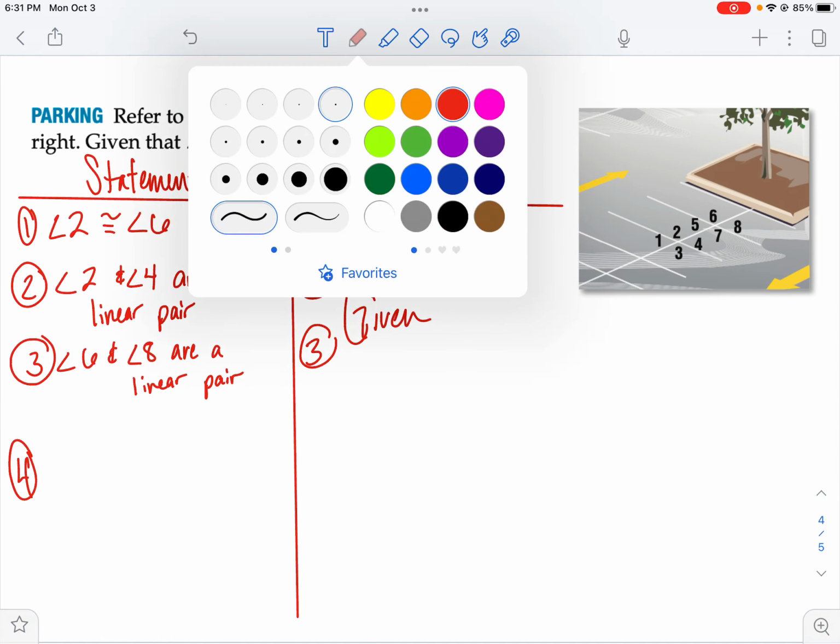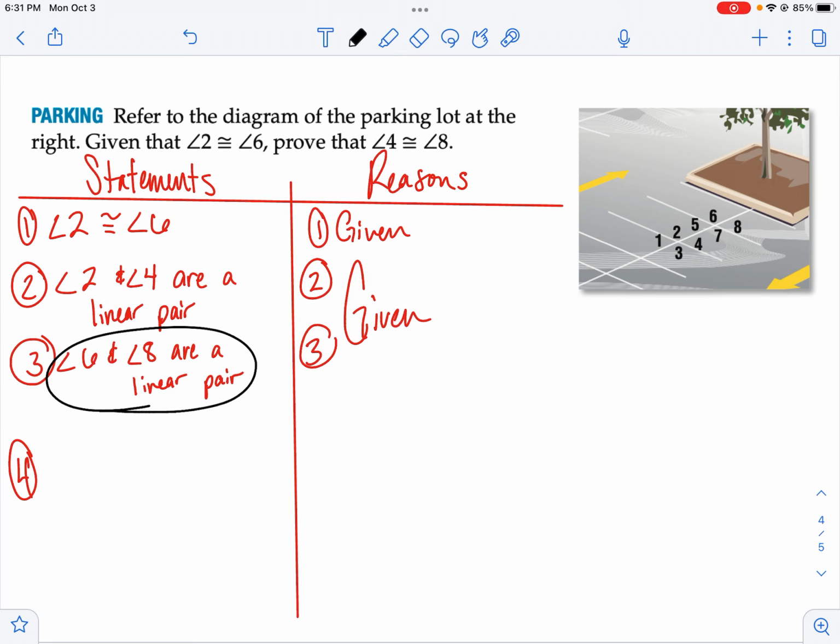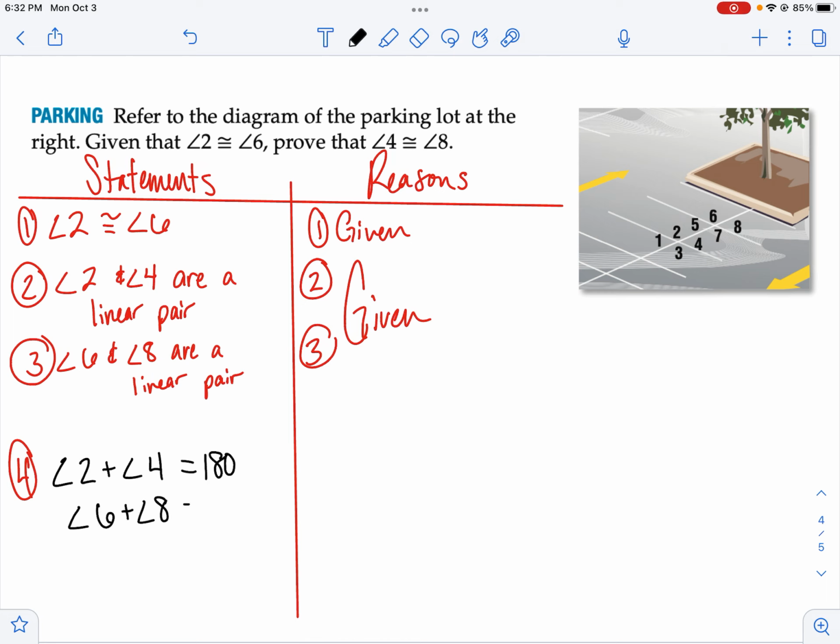Now step 4, here's where it's going to get a little bit interesting. I need to know, what does it mean to be a linear pair? If they're a linear pair, I know that those should be supplementary. I know that they should add to 180, so I could say angle 2 plus angle 4 equals 180. Angle 6 plus angle 8 equals 180. We knew that those were equal to 180, they were supplementary by the linear pair theorem, or by the definition of what it means to be a linear pair.